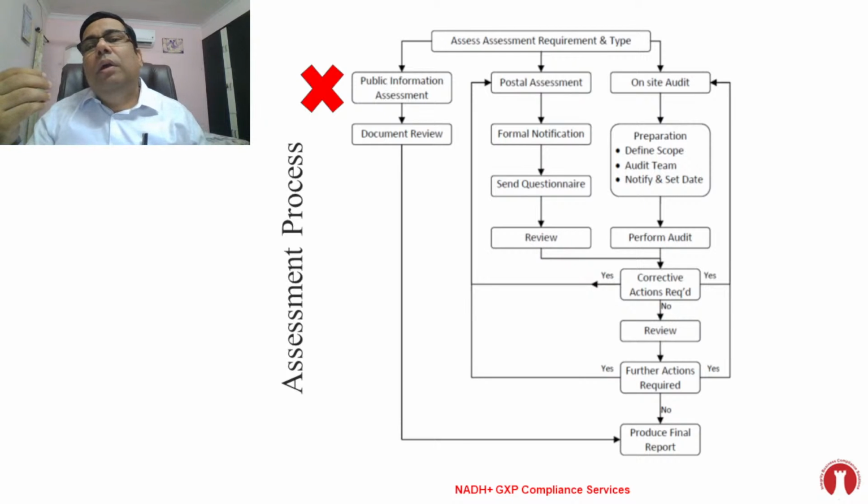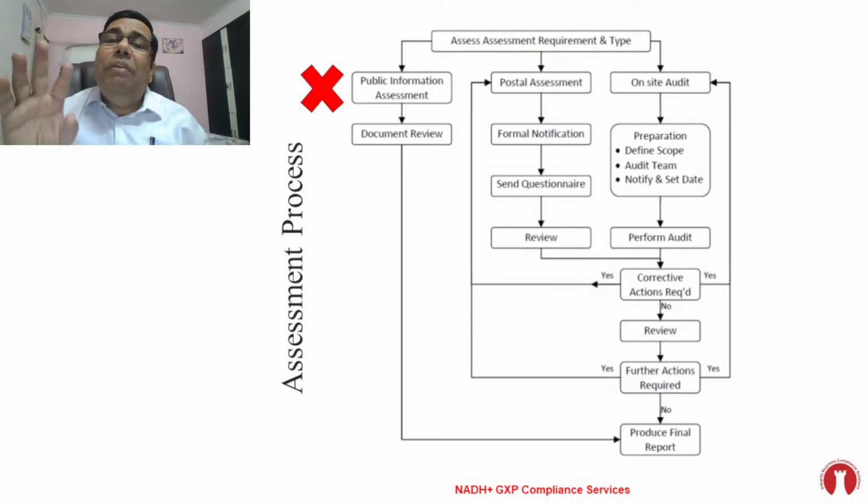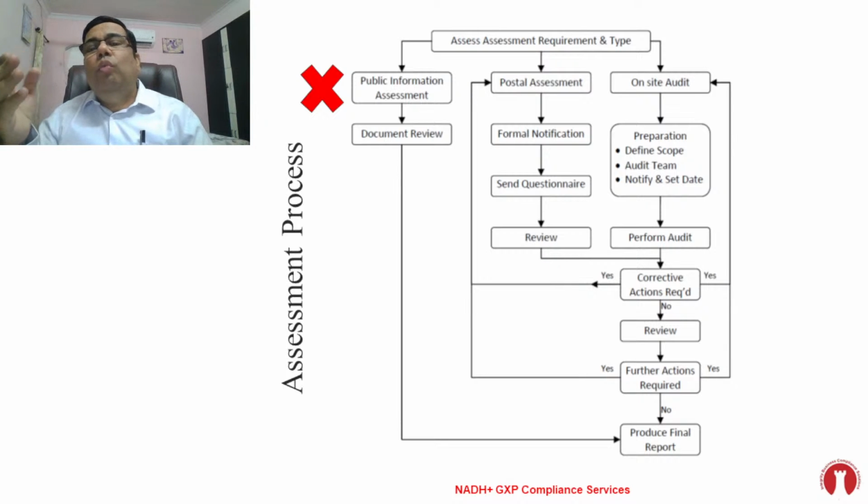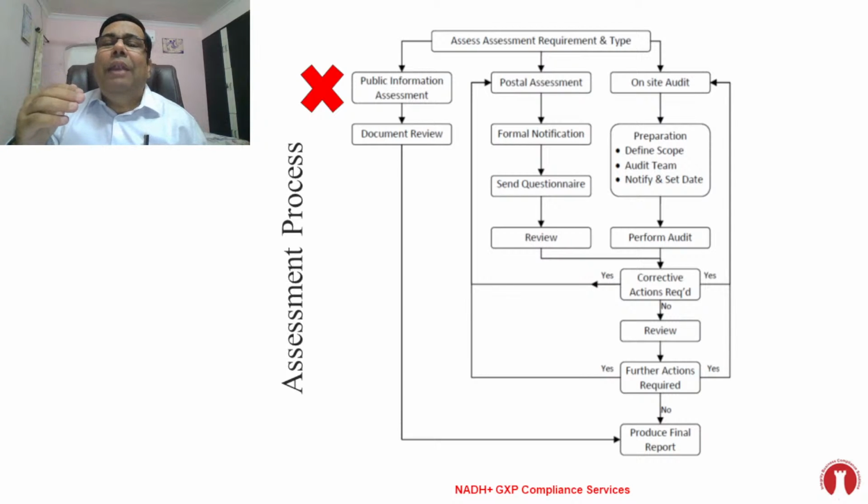Sometimes what happens, you can club postal assessment as well as the on-site audit. How? When you are doing the audit, you give the observations, and when you get the CAPA report, you review it, and if you come to know that it is not satisfactory, then you can evaluate the CAPA further through the postal assessment. So that way also you can use the postal assessment.